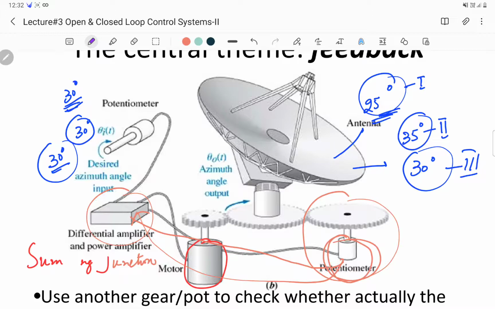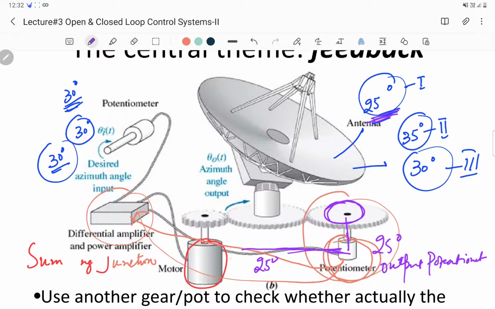So what happens is that now, if the antenna rotates only by 25 degrees, this gear system also rotates by only 25 degrees. So this potentiometer basically produces a signal corresponding to 25 degrees rotation. The output potentiometer generates an electrical signal corresponding to only 25 degrees. So this is being fed back to the summing junction.